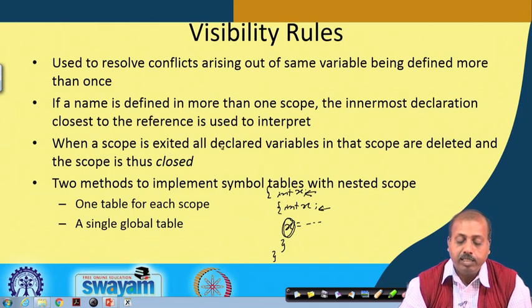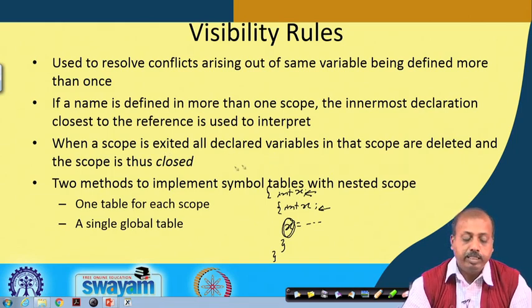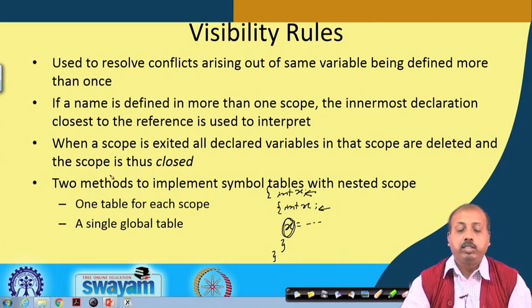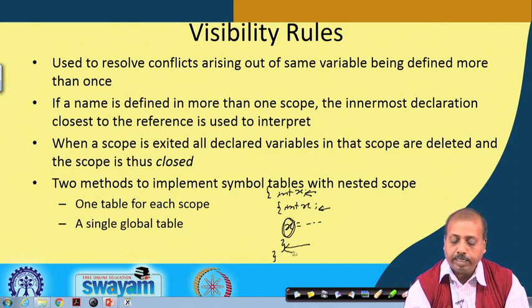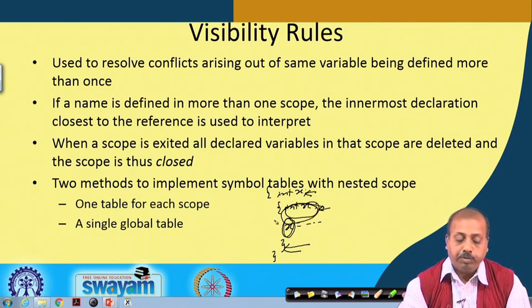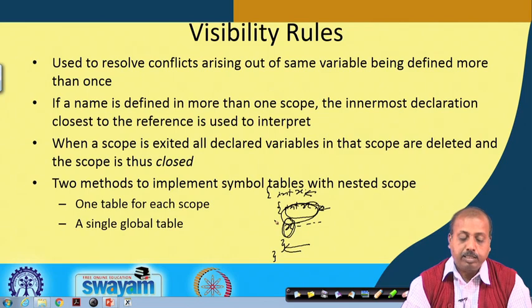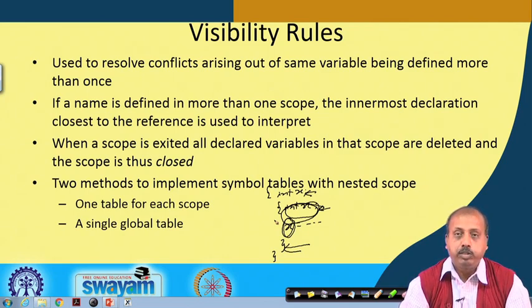And when a scope is exited, all declared variables in that scope will be deleted and the scope will be closed. So, the scope is exited like, say, one procedure compilation is over. So, all the local variables for that procedure are no more visible. As a result they can be closed. We can also have this type of situation where we are compiling and one block is over. So, we come to the end of a block. At that point also, all the symbols that are defined in this block can be wiped off. That is called the closing of the scope. The scope is thus closed.